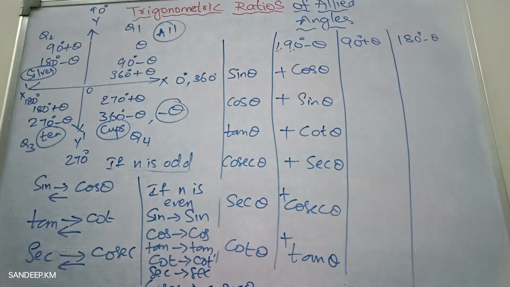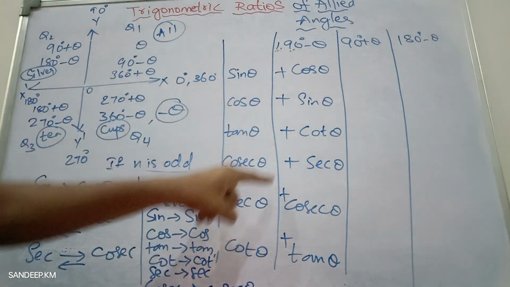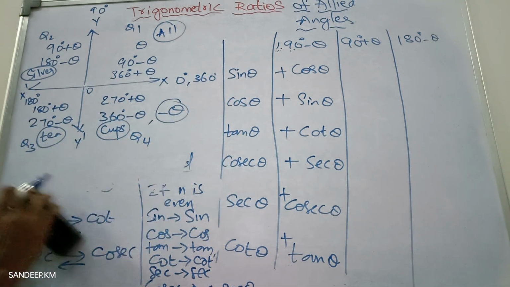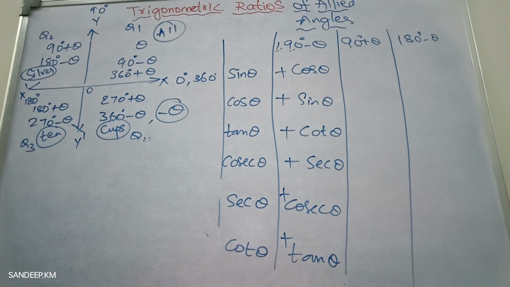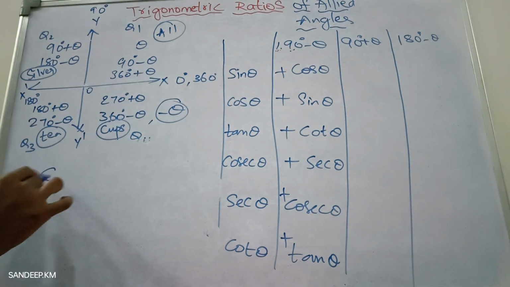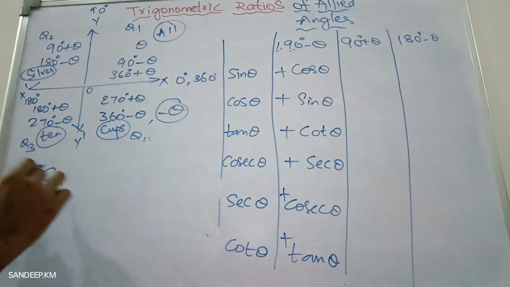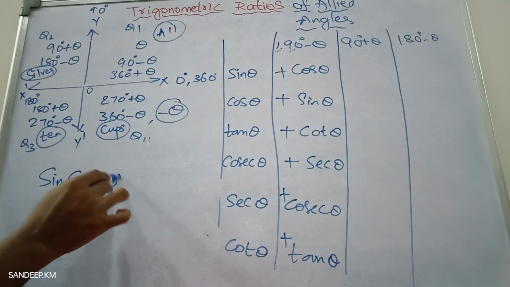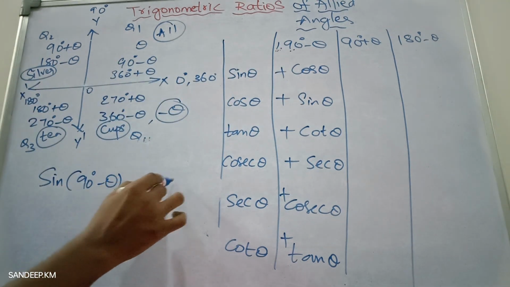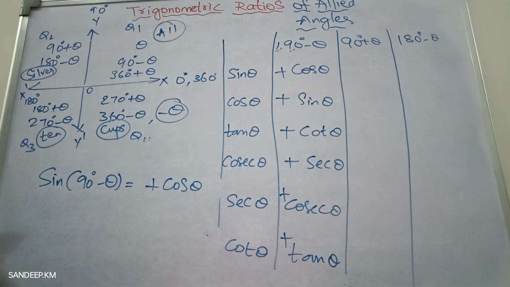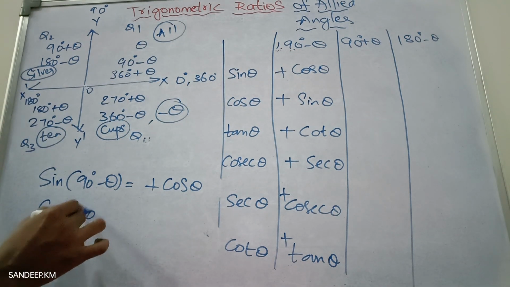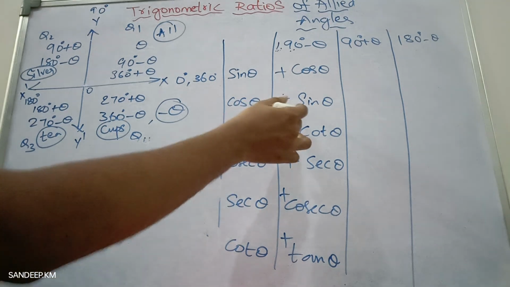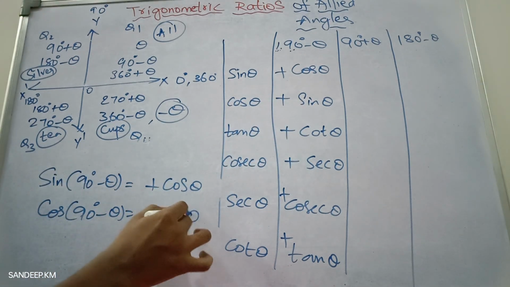So how to understand this table now? What is the meaning of this table? It means that sine of 90 minus theta is equal to plus cos theta. This is how you have to understand. Next, cos of 90 minus theta is equal to plus sin theta.